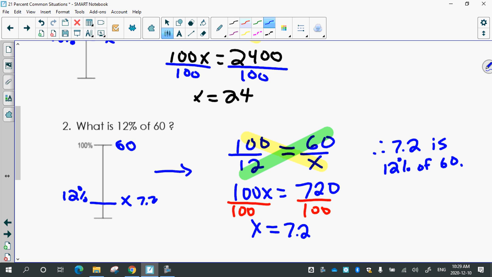Okay, so ask yourself, does your number make sense? Okay? Look at the picture to see if it makes sense. Reason it in your head, does it make sense? 12% is a small percentage. Okay? So if you got 12% of 60 and you got 55, alarm bell should be going off in your head. I typed something in my calculator wrong. Okay?